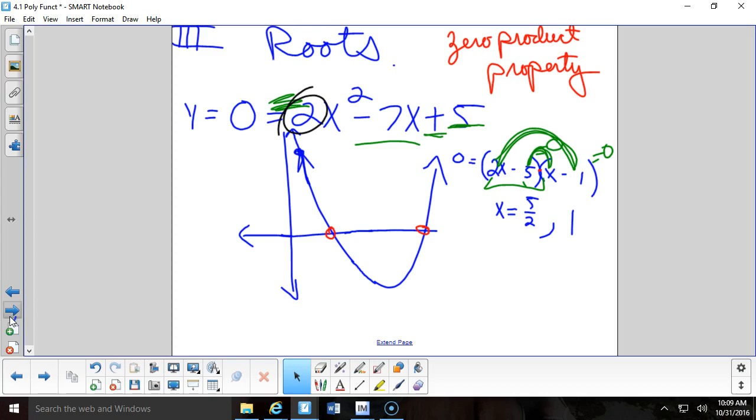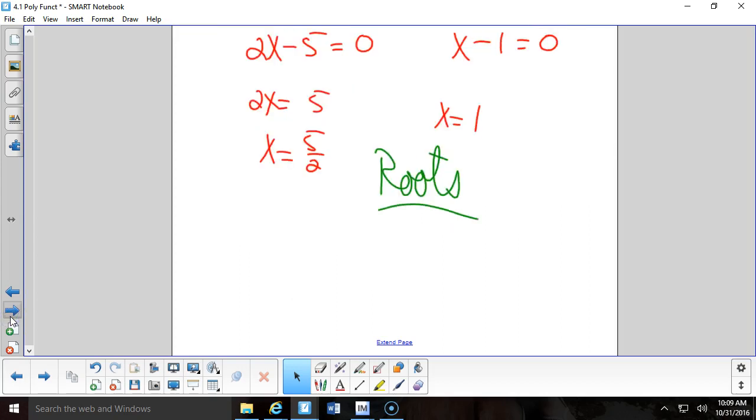There is a trick that I've been trying to convince our junior high teachers to stop teaching, because it screws people up. Because they get up here and they do it wrong all the time. So the roots of this polynomial are 5 halves and 1. That's where this graph crosses the x-axis.